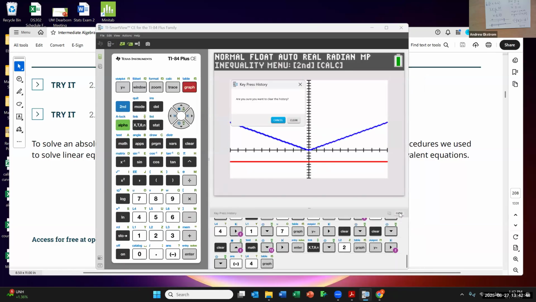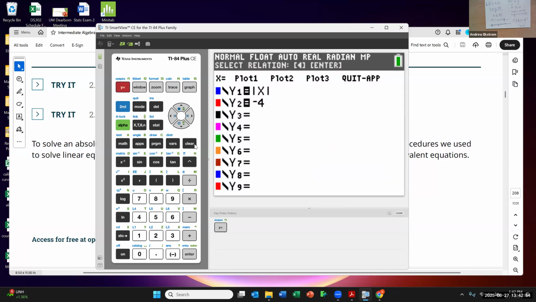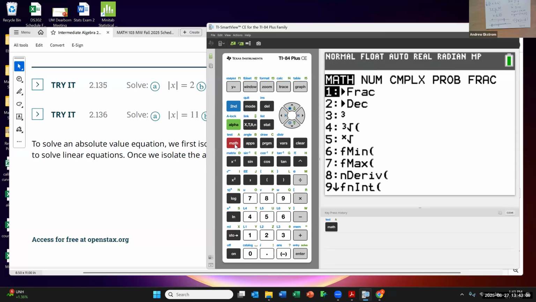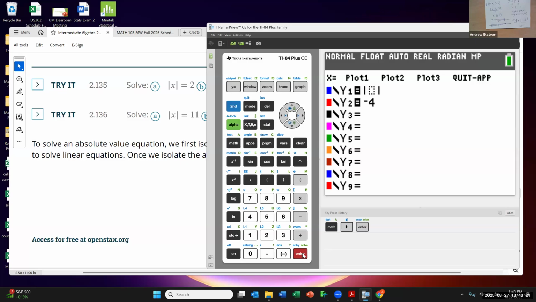Shrink this down a little bit. Clear all this stuff out. So clear that, and then clear down here. I've got the -4 in there already. I need absolute value of x. So in this case, I have to go to math, number, and then this ABS thing is what we need. Then I hit enter. And if you notice, the cursor is pointing in there, like this dotted rectangle in there. Okay.